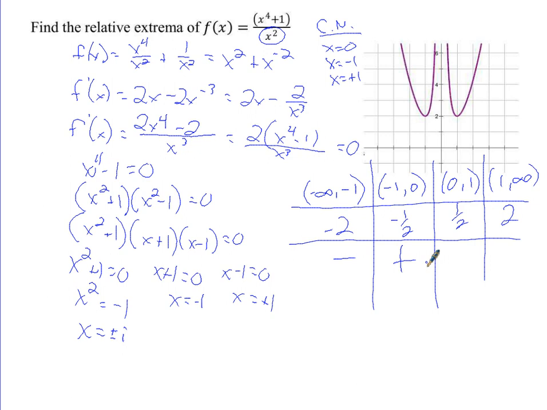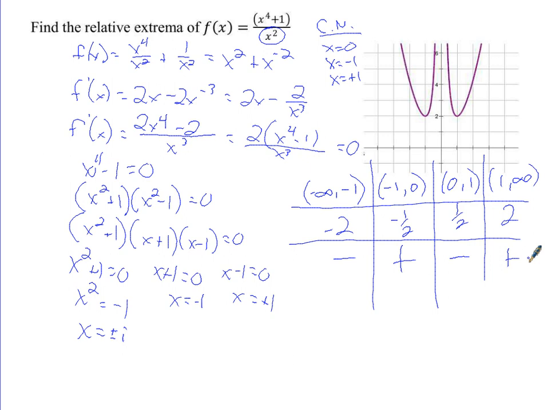Positive 1/2 now. The denominator this time is going to be positive, and the numerator will be negative. So our result will be negative. And then positive 2, denominator is positive, numerator is positive, so our result is positive.